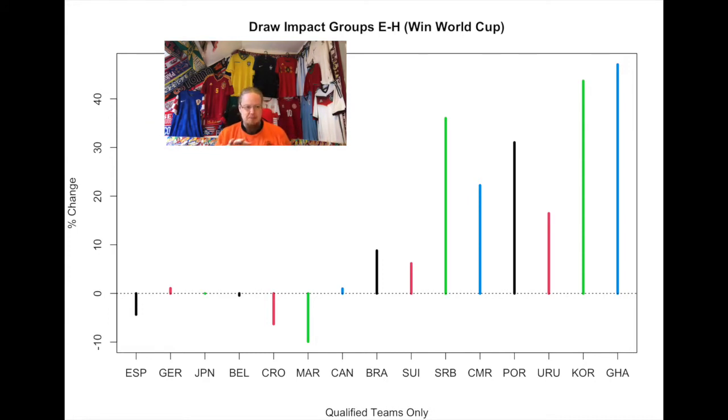and if I go now for the other ones, we see that very little impact for Spain, Germany, Belgium and Croatia. But then suddenly, if you make it out of the group, for Brazil your chances increase. Same thing goes for Portugal, Uruguay, Korea, Ghana. That last group, all those received relatively good draws.